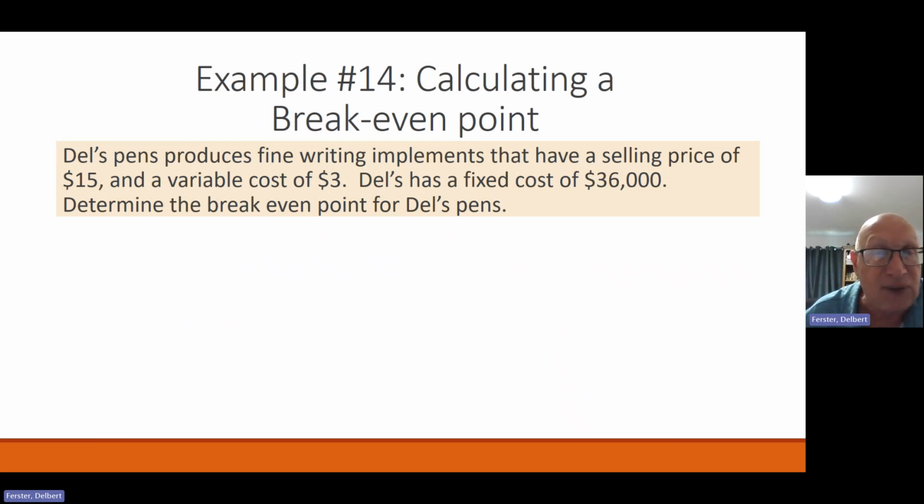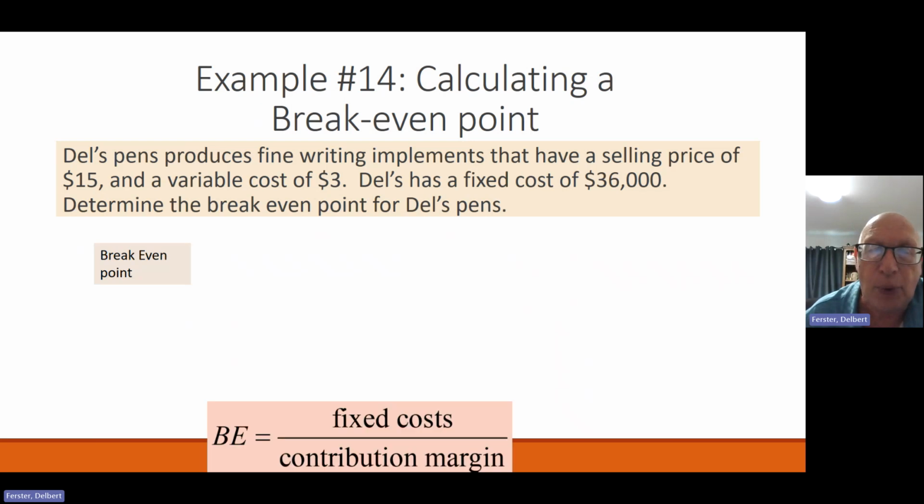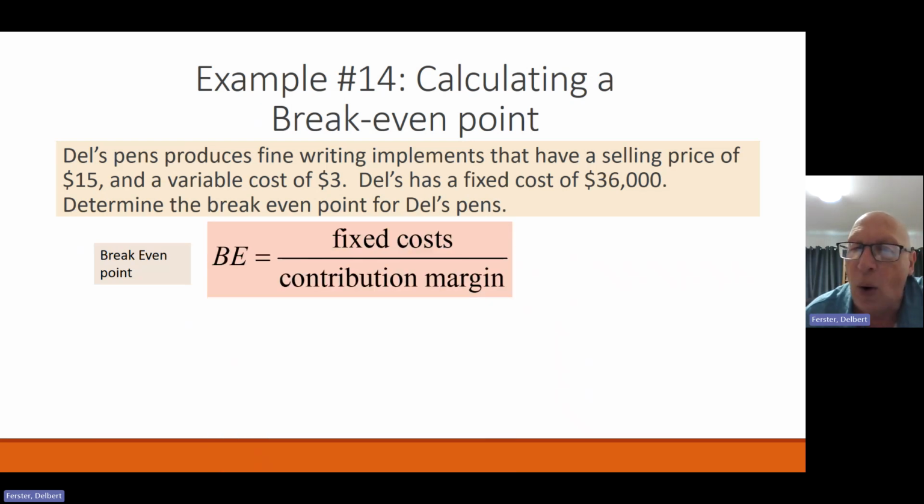So the question says, if Dell's going to break even, how many pens is it going to take him to sell to break even? All right, from the previous problem, you and I know that the contribution margin on every pen sold was $12. If it costs him $3 for the materials and the labor, and then he sells each one for $15, in a sense, that $12 is going to contribute to offsetting those fixed costs.